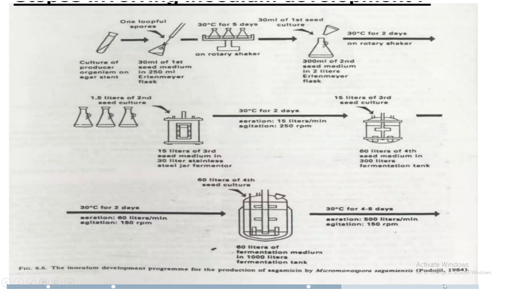So this is a setup of inoculum development. You can see that from the culture, from the slant or the cryopreserved culture, you'll be adding a little into a small Erlenmeyer flask. From this, you'll grow it, then add it into a bigger one, and then bigger, until it reaches the fermenter.